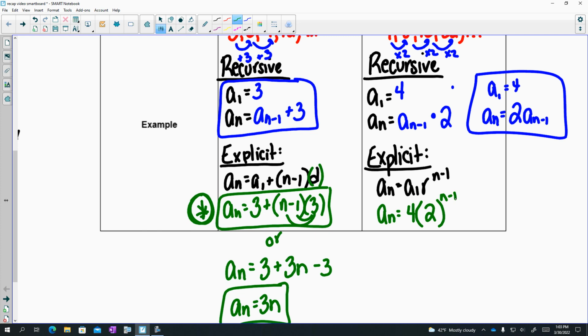You cannot go any further in geometric. You cannot multiply that 4 and that 2. They have to stay because remember, the 2 is the base, the 4 is the coefficient. Go back to exponentials. The 4 is my initial value. The 2 would be my growth factor. So just keep that in mind. You cannot go further for a geometric explicit. So these are just two basic examples. There are a lot more videos and a lot more examples in your notebook that you can refer to if you need.